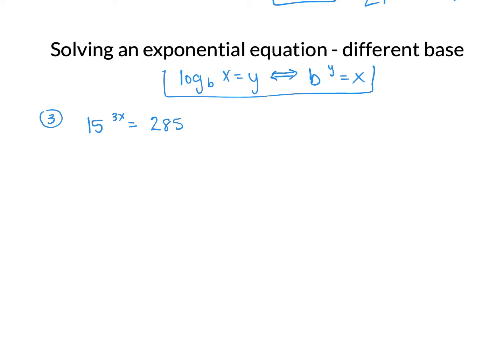So the way I would suggest to do that, if you're still learning what's what, is we would say b is equal to what number here? 15. Yes. y is equal to what number? 3x. And x is equal to 285. Agreed? So then we'll plug that into logarithmic form. Log base 15 of 285 equals 3x.